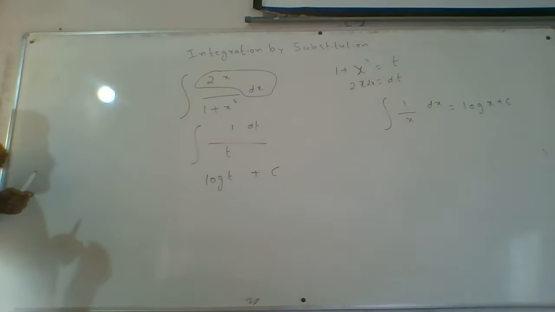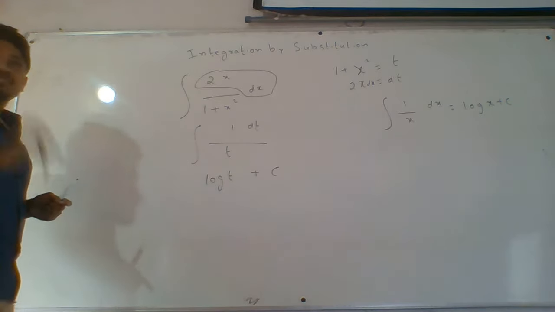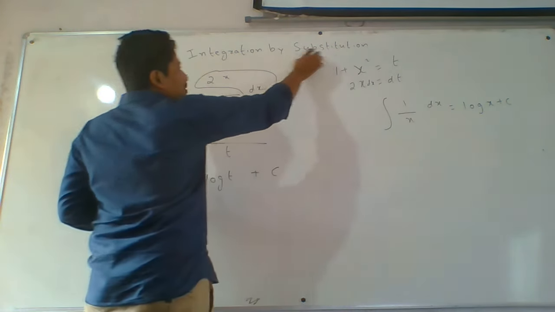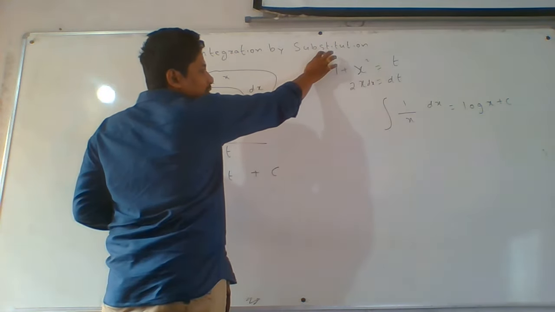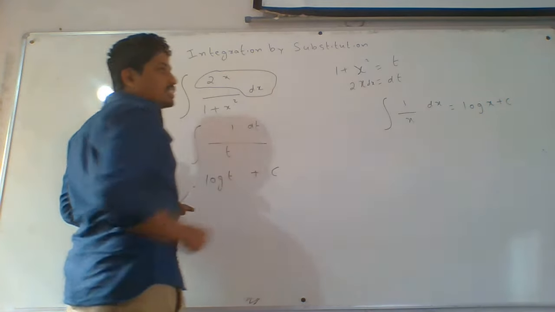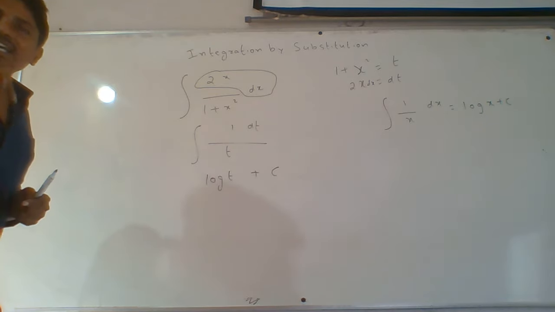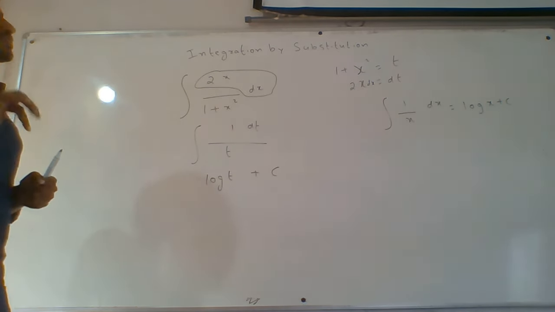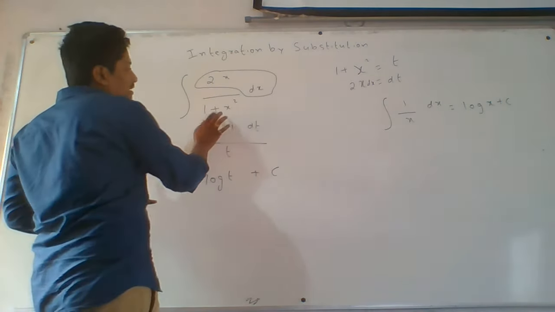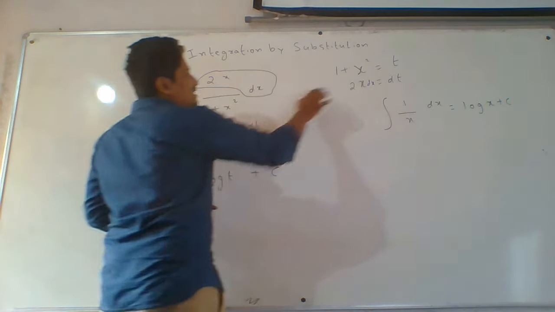We are thinking some part of function as t. That's why the name substitution came. Why did the name substitution come for this process? Because for some part of function, we are considering it as t. It means we are substituting. In this function, 1 plus x square we consider as t.